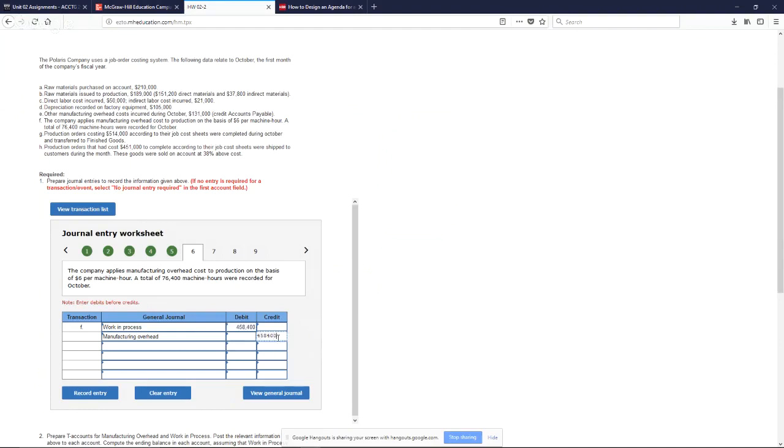Let me look up here. Yep. Okay, 6. Production orders costing $514 according to their job cost sheets were completed during October and transferred to finished goods. So yeah, that's what I have here. Debit to work in process, credit to manufacturing overhead. So number 7 we're on? Yep. Okay. So yeah, debit finished goods. Credit work in process. Yep, that makes sense.